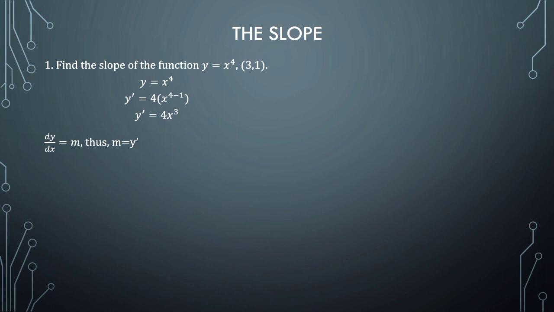Since we already got our derivative, the equation would be slope is equal to y prime, then slope is equal to 4x cubed, wherein our x would be 3, since the x in the point (3, 1) is 3. So we will substitute it, then the slope is equal to 4 times 3 cubed, wherein 3 cubed would be 27, then 4 times 27 would be 108. So our slope would be 108.